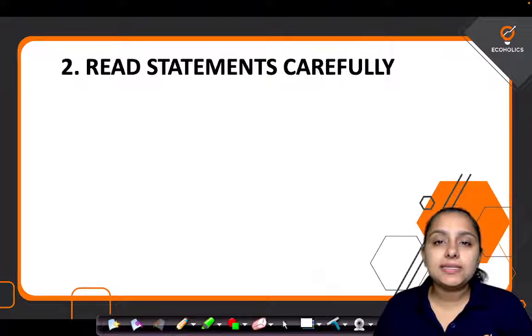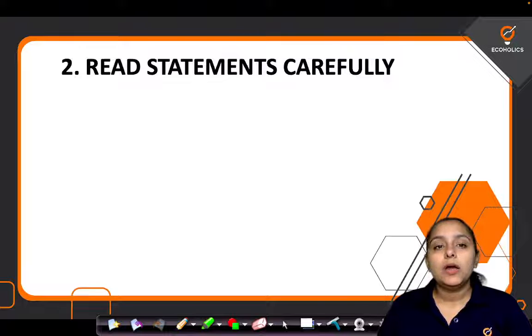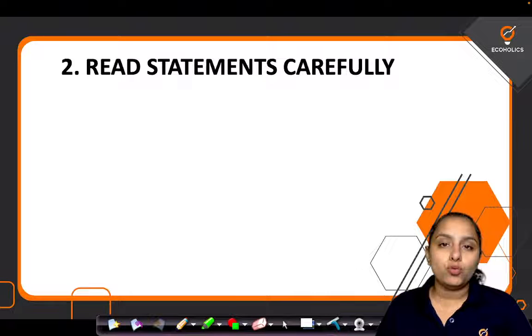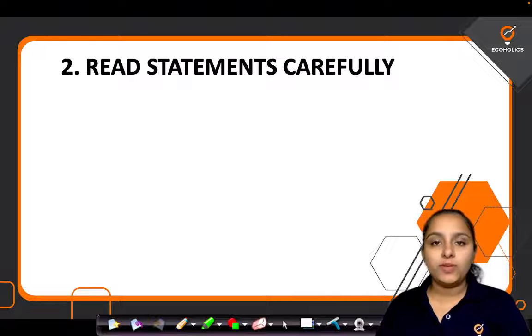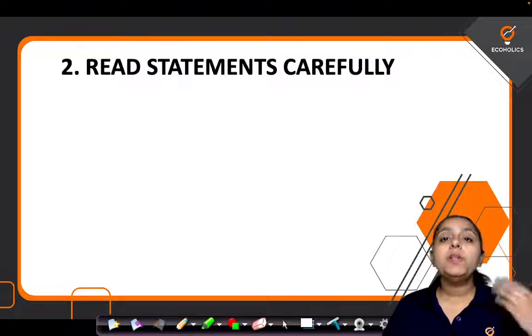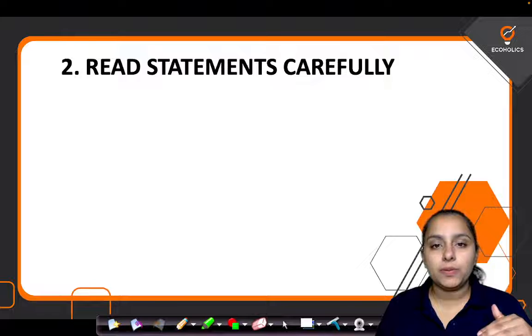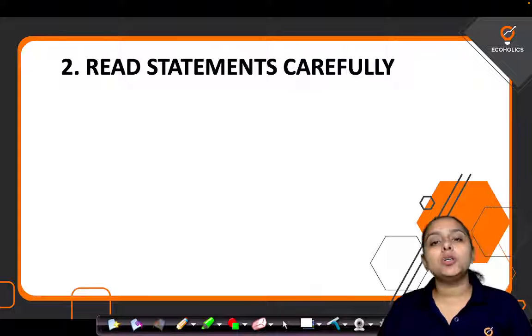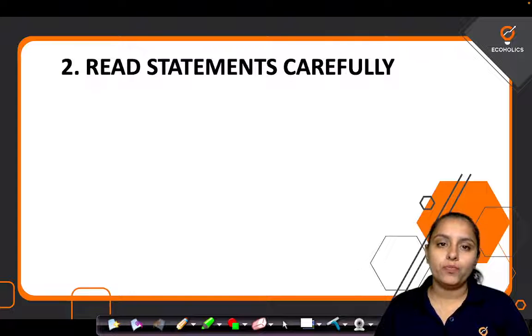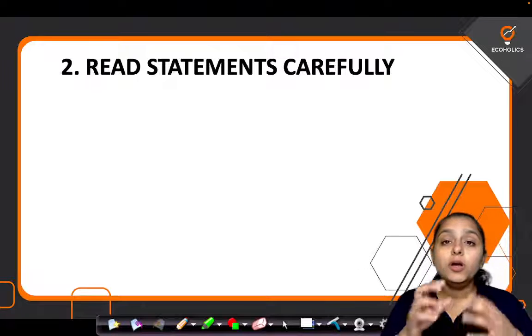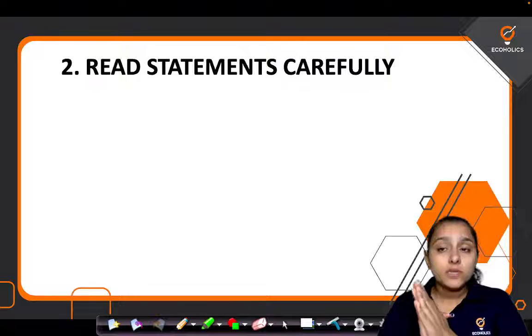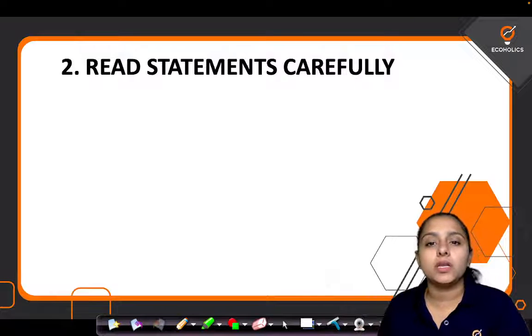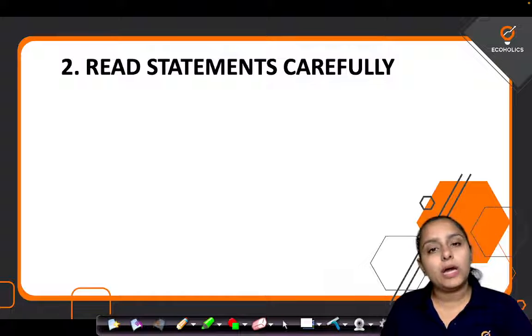Read statements carefully. What happens is, as I was telling you when I was talking about the trade-off between speed and accuracy, people rush to complete the paper and they misunderstand the statements many times. Because of that, their questions go wrong. So you have to read statements carefully. You cannot afford to make mistakes just because you read something incorrectly. No, you cannot do that.